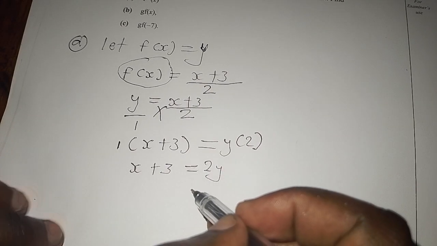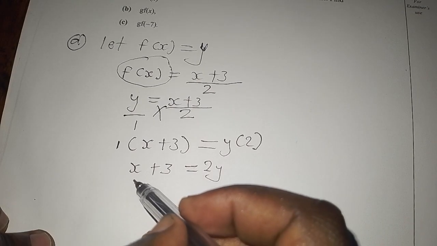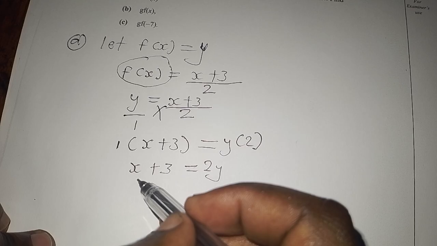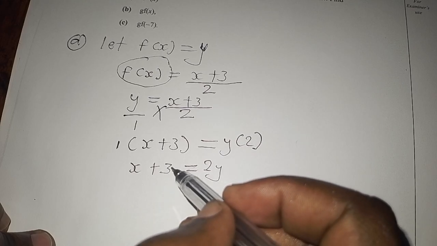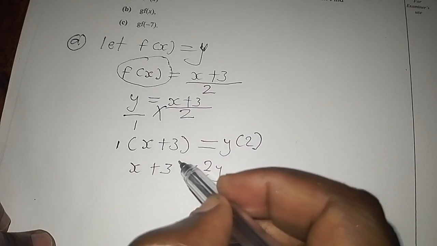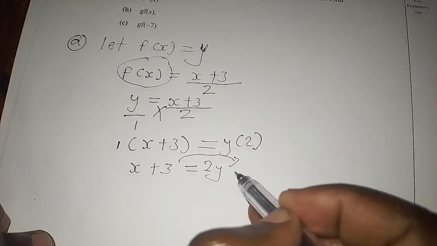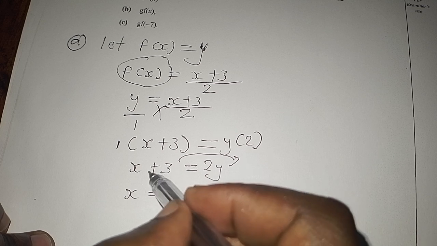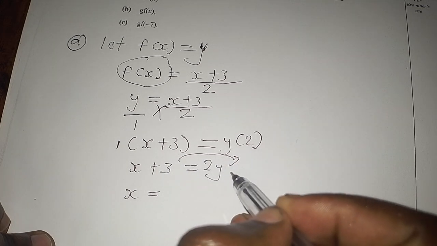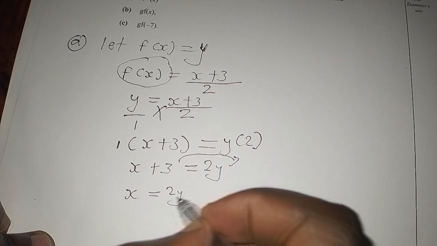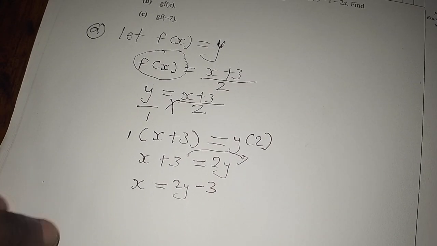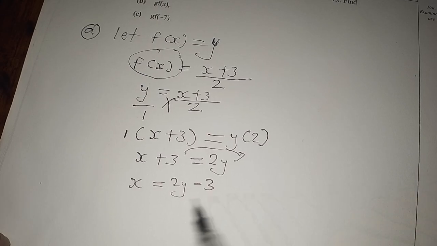Remember, the goal is to make x the subject of the formula, meaning x should be alone. So the 3 should go to the other side, crossing the equal sign. When 3 crosses the equal sign, it is positive, so it becomes negative. So we have 2y minus 3. Are we done? Not yet. That was the second step.